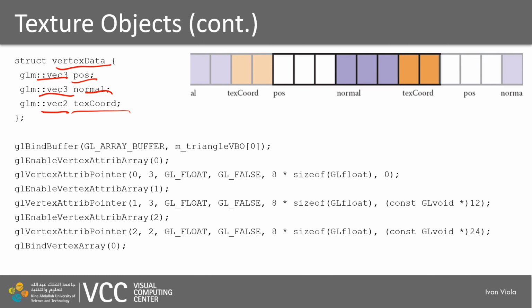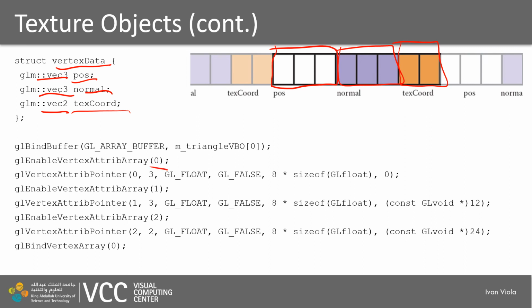Three floats, and two floats. And we can see it here. Three floats, and two floats. And once we of course load the entire array, or vector, of these structures into the vertex buffer object, we then need to define at which location we find which information.